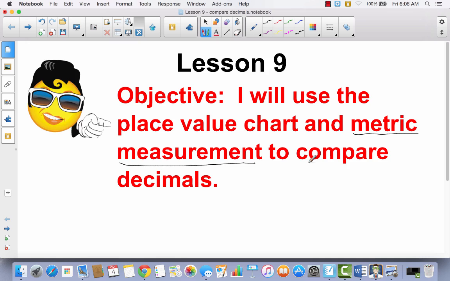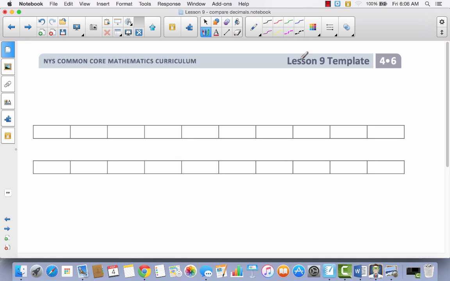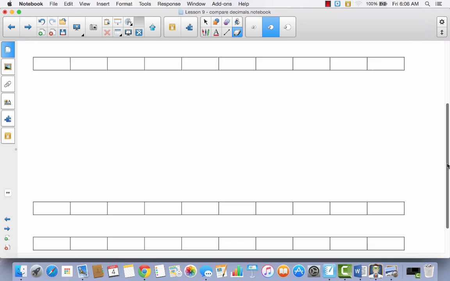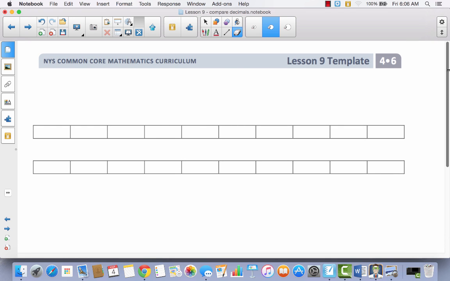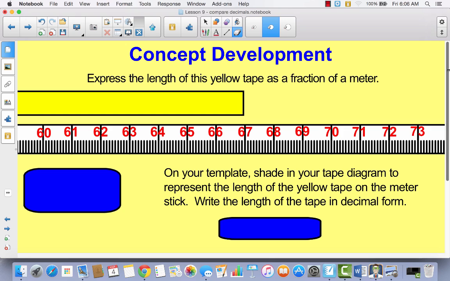So in your math binder, you have a lesson 9 template. We're going to be using these first two tape diagrams, or actually the first four. We will not be using the portion at the bottom, but we will be using these first two tape diagrams. All right, so I want you to take a look at this yellow piece of tape here, and then I also want you to take a look at this meter stick.